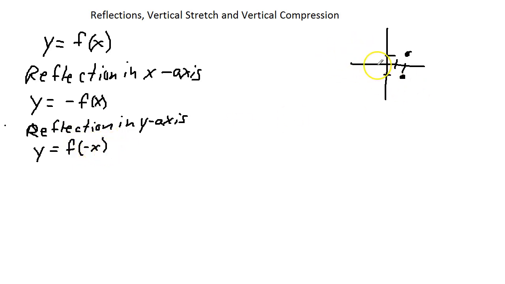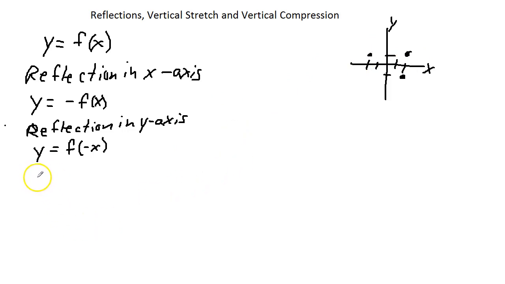Why? Well, if I were taking this same original point and I wanted to reflect it in the y-axis, that means I have to change the sign of x. So instead of this being 2, 1, it would be negative 2, 1, making it a reflection in the y-axis.